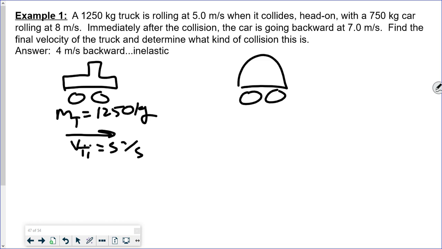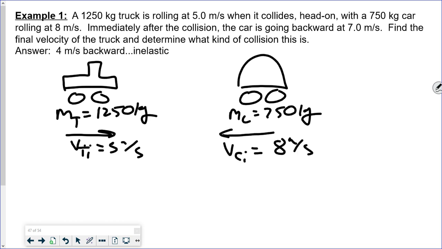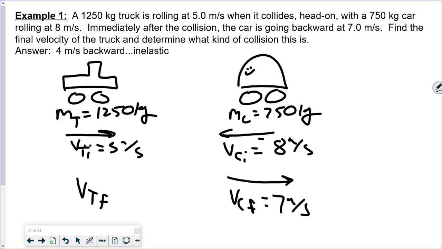So here's our car. The mass of the car is 750 kilograms. It is going at 8 meters a second. Velocity of the car initially is 8 meters per second. Notice it's going the other way, so don't forget that negative sign. Immediately after the collision, the car is going backwards, which from our perspective is going to be this way. So the velocity of the car final is 7 meters per second. And we are trying to find the velocity of the truck final. Okay, so there's our setup.